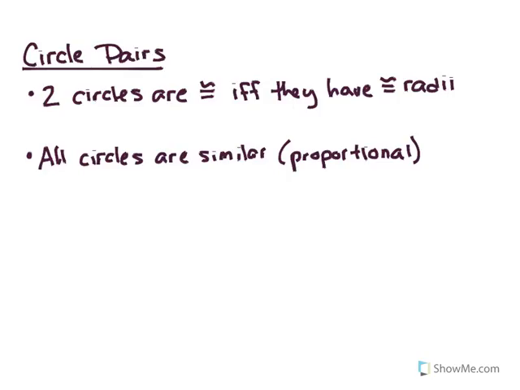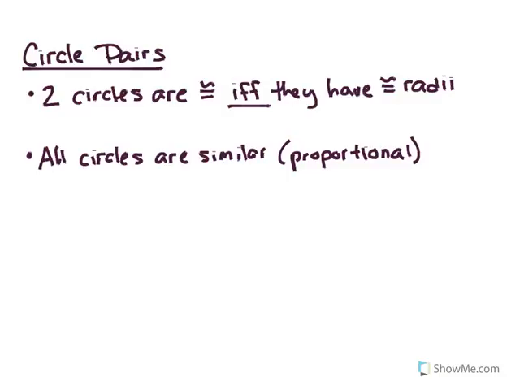So next we're going to talk about some circle pairs. If you're ever trying to compare two circles or multiple circles, these are some good things to know. The first thing is that two circles are congruent if and only if, that's what that if notation means, they have congruent radii. So any two circles that have the same radii are automatically congruent to each other. The next thing is that all circles are similar. In other words, they're all proportional.